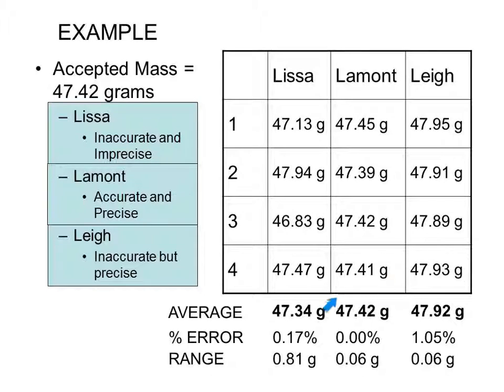Lamont, on the other hand, has a mean for his data that is exactly the same as the accepted mass, so he is accurate. Our percent error tells us that. And his range is quite low, 0.06 grams.